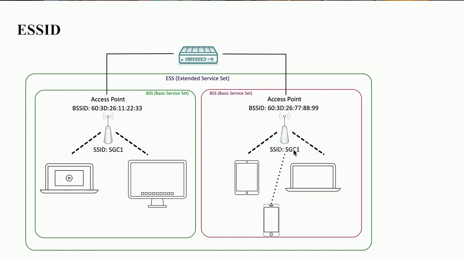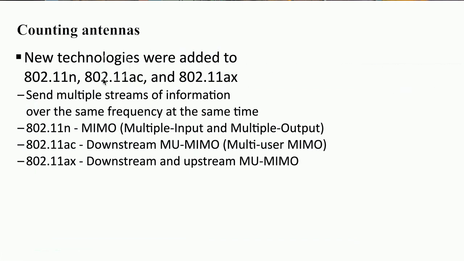We support very simple MIMO or multiple input, multiple output, in 802.11ac. Support for downstream versions of multi-user MIMO. To enable 802.11ax, both downstream and upstream multi-user MIMO are supported to be able to send and receive information simultaneously. We need to have the right number of antennas and support.